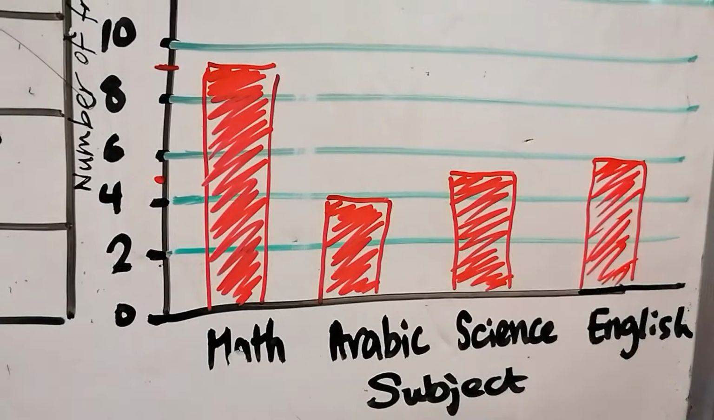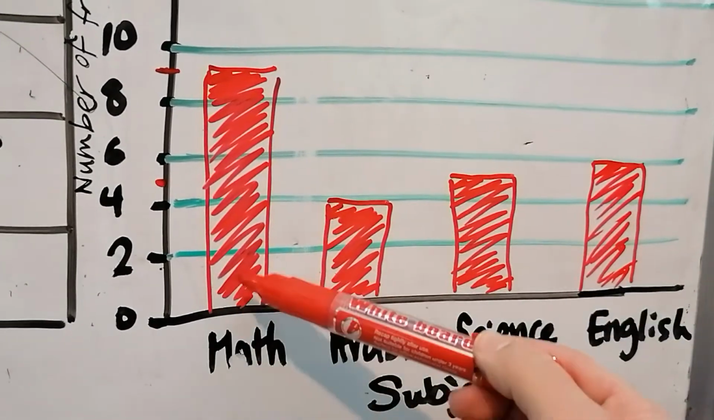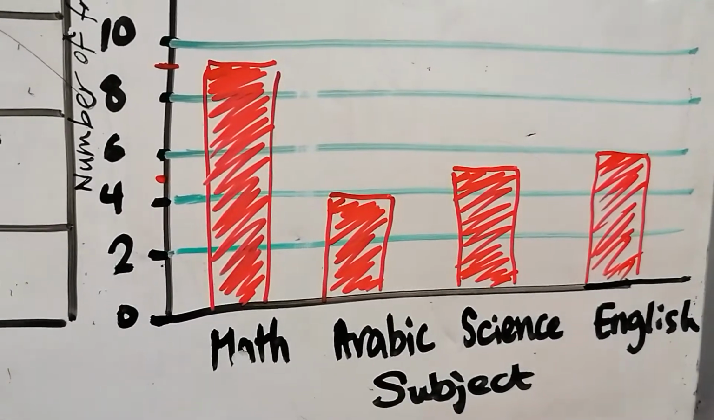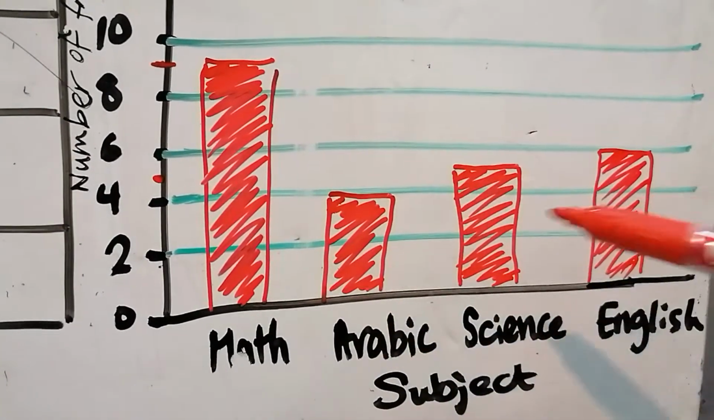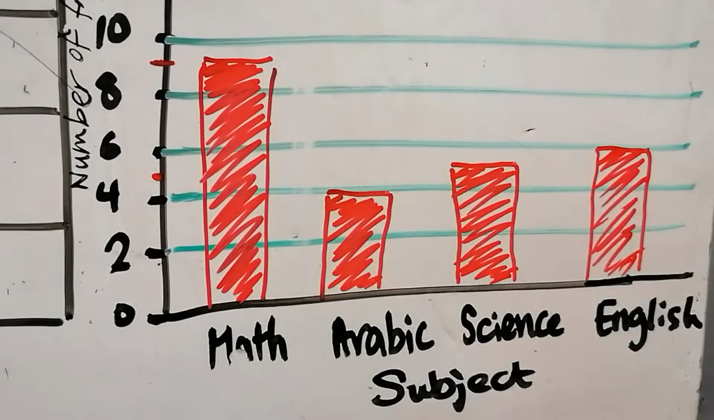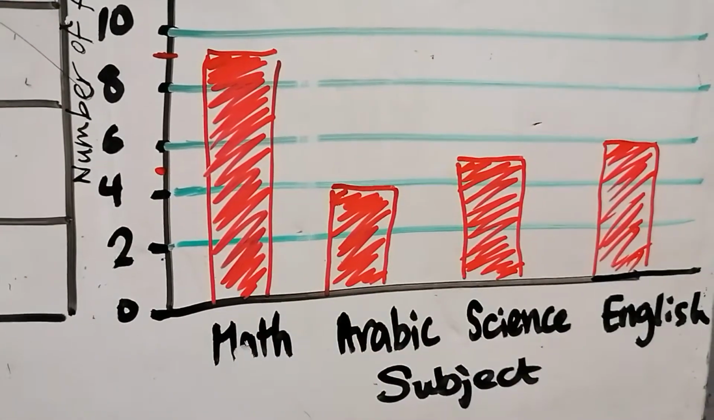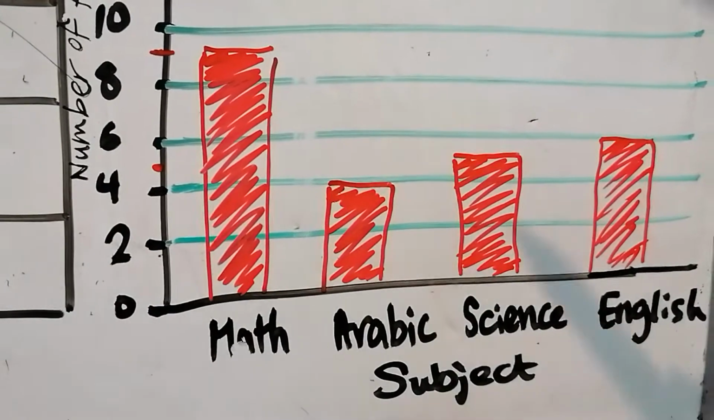Now, just by looking at this graph, I can simply say math is the most favorite subject, of course. Well, these are not realistic. This is just my wide imagination. But I just assume that math is the most favorite subject.